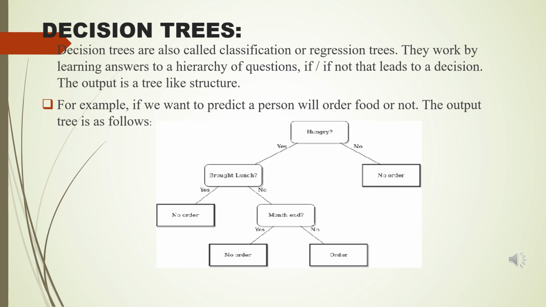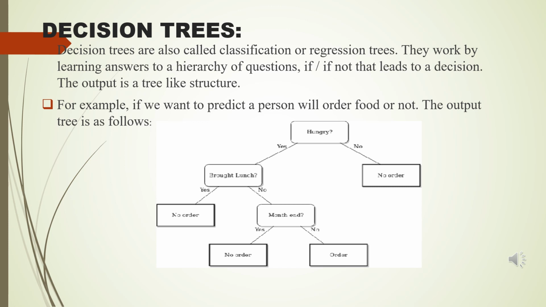A brief understanding of decision trees is important to understand how it works in the Weka interface. Decision trees are also called classification or regression trees. They work by learning answers to a hierarchy of questions, yes or no, that leads to a decision. The output is a tree-like structure. For example, if we want to predict whether a person orders food or not, the output tree can be as follows. The first question would be if the person is hungry.